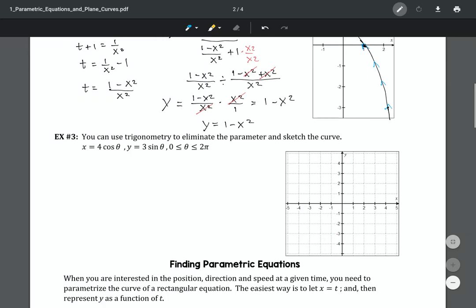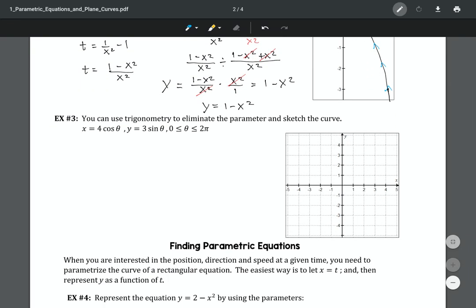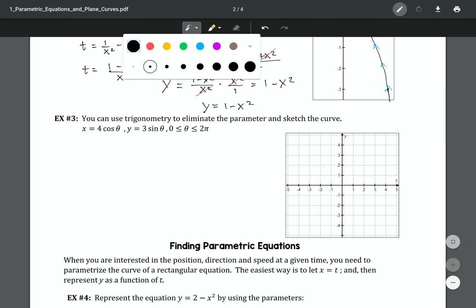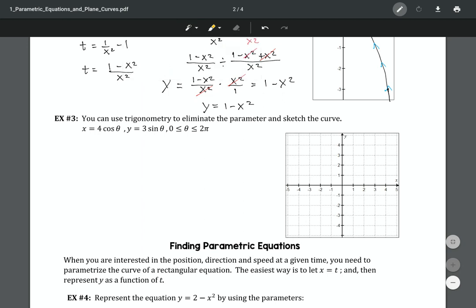All right, so now we're going to do the same thing. We're going to try to limit the parameter, but now we have some kind of trig function. This is going to work slightly differently. It's something you may or may not have done in the past, but this is how we're going to do it. Essentially, I will try to get the cosine of theta by itself. This time, we don't have t as a parameter. We have theta as the parameter.